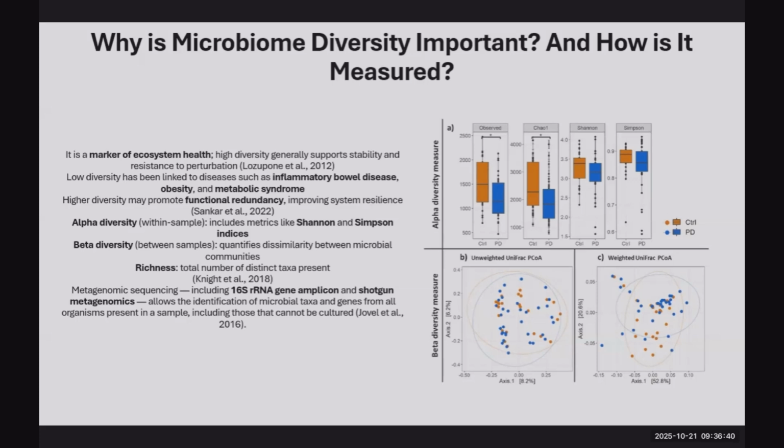So metagenomic sequencing, including 16S rRNA gene amplicon sequencing or shotgun metagenomics, allows you to identify the microbial taxa and genes coming from those species at organism levels in a sample. And from the gene information, you can go to pathway information: which pathways are triggered, which metabolites are produced, in how much abundance, and so on. You can pass from the composition information to the gene information and from the gene information to the function information.